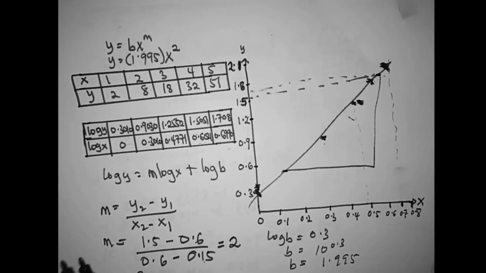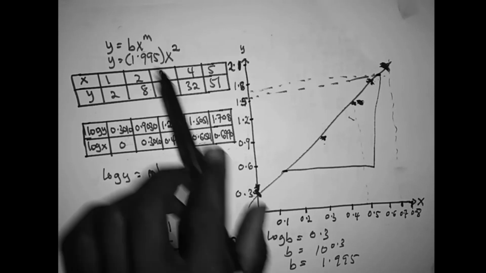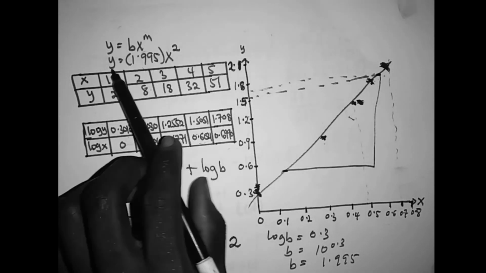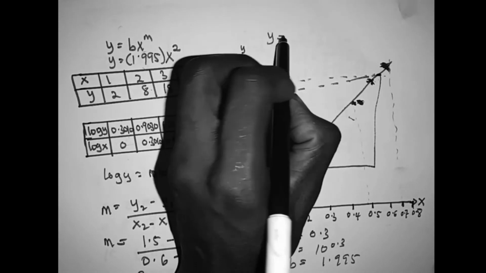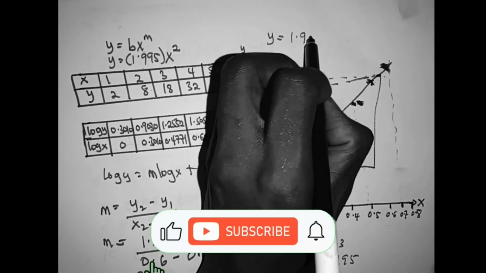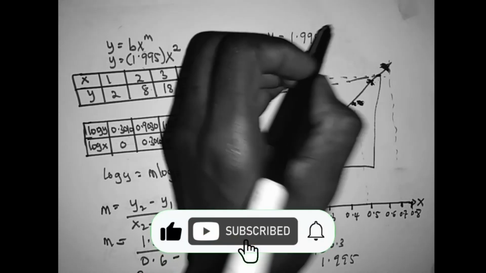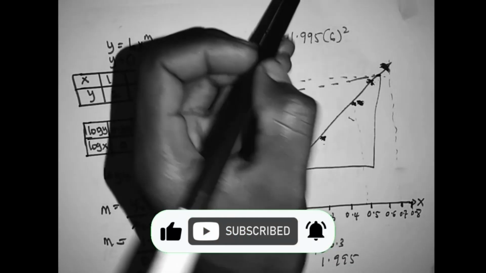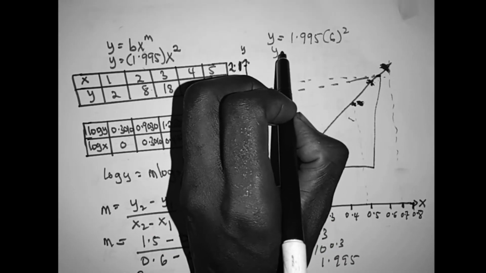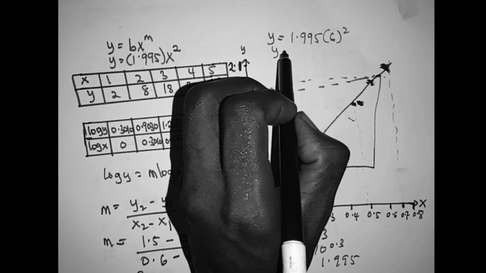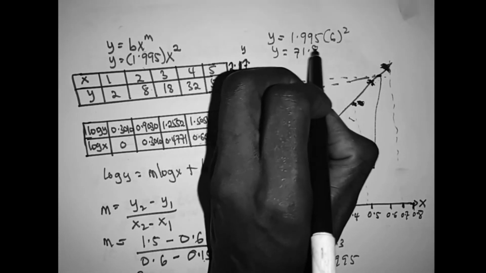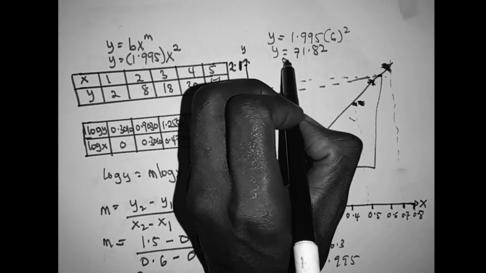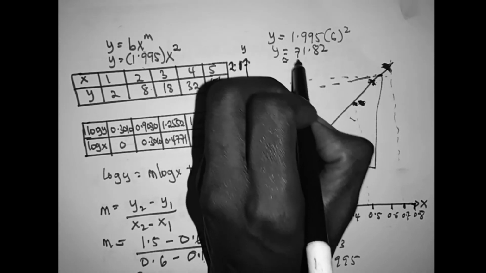Then he says that we should find the value of y if x is equal to 6. So all we need to do is put the value x equals 6 in this equation. So therefore y is equal to 1.995 times 6 exponent 2. And if we do that, the value of y is equal to 71.82. And that is approximately 72.